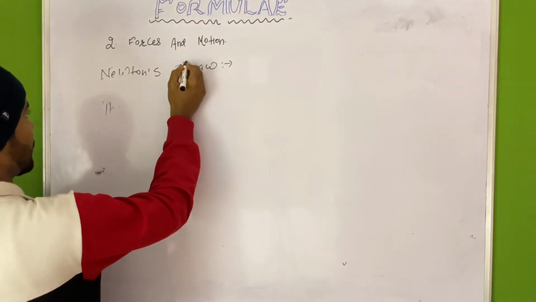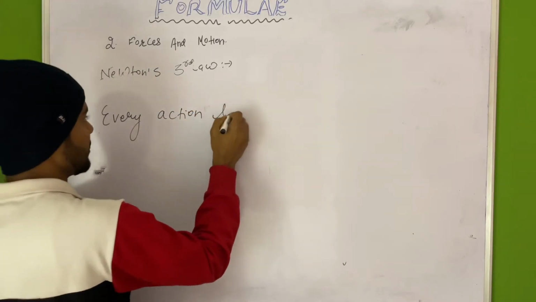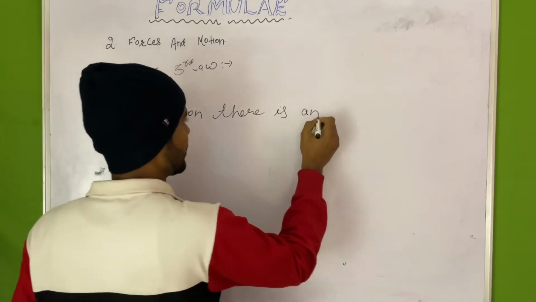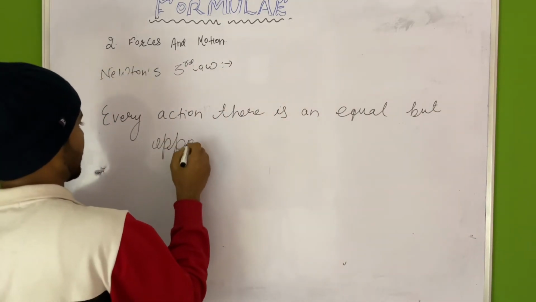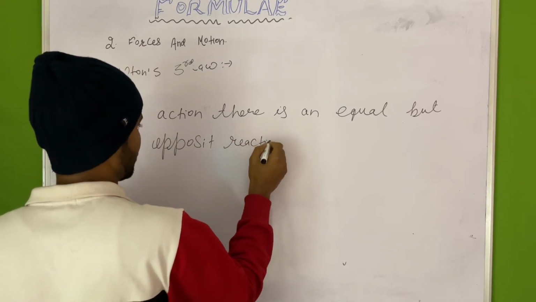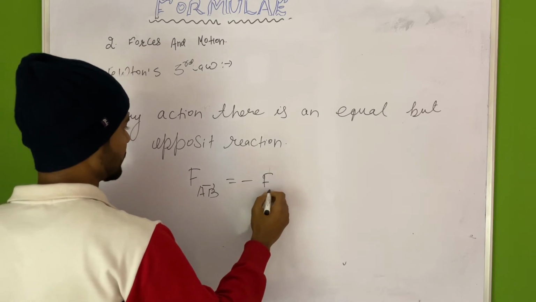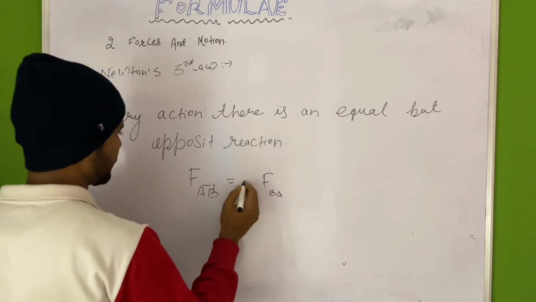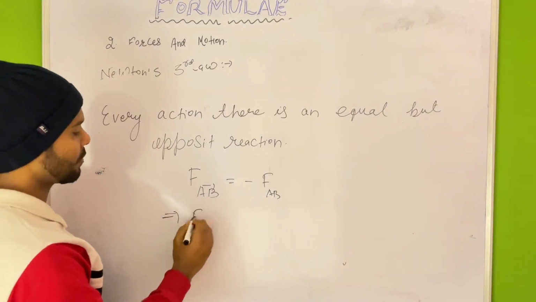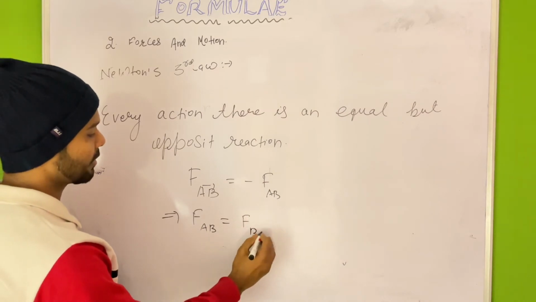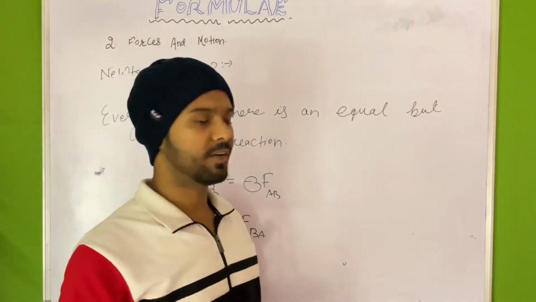Then we have Newton's third law. It says that for every action there is an equal but opposite reaction. Therefore, F of AB is equal to minus F of BA. Here the magnitudes of the forces are the same, but the negative sign represents that they are acting in different directions.